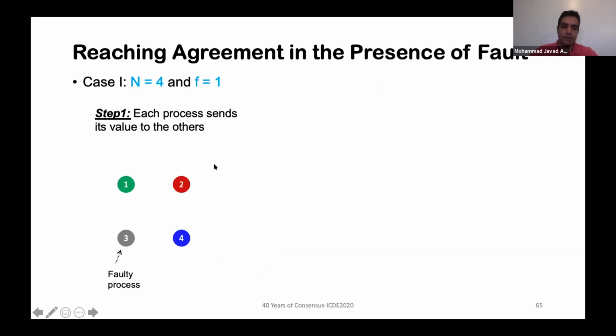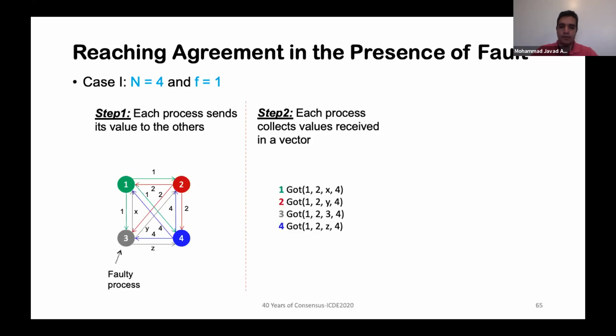So we have nodes 1, 2, 3, 4. And let's assume the 3 is the faulty process. So node 1 sends its value, which is its ID, basically 1 to others, similar for the 2. But since 3 is a faulty process, it's a Byzantine process, it's not going to send the correct value. It sends different values, let's say X, Y, Z to other processes. And 4 is a correct one, so it sends 4 to all of them.